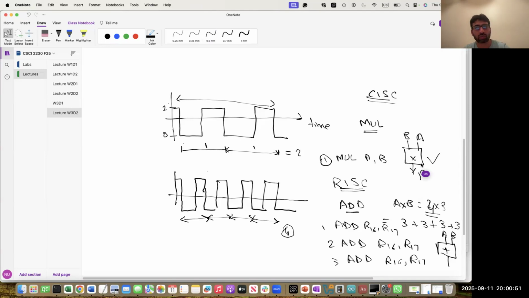And here we gave only an example of a multiply operation, but this is just one example. There are other cases where the situation becomes even more complex, right? So this is what we mean by RISC and CISC. Any questions at this point?